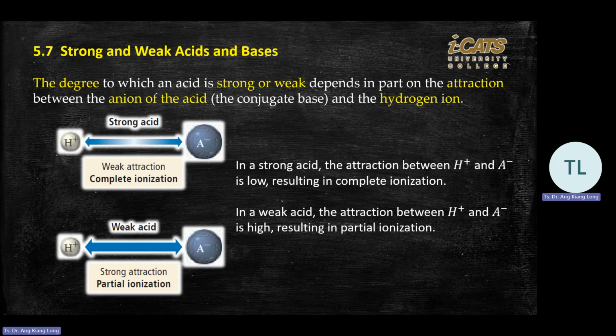Okay, strong acid. This one is about the degree. And we bring back the word conjugate acid, conjugate base. When this acid breaks away, it becomes another new member. It's called the conjugate base. So for a strong acid, the attraction between H plus and the negative element is low, resulting in a complete ionization.